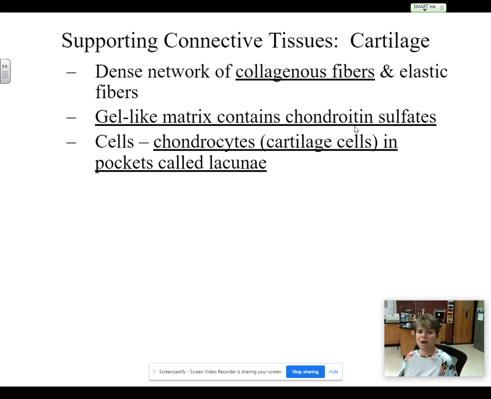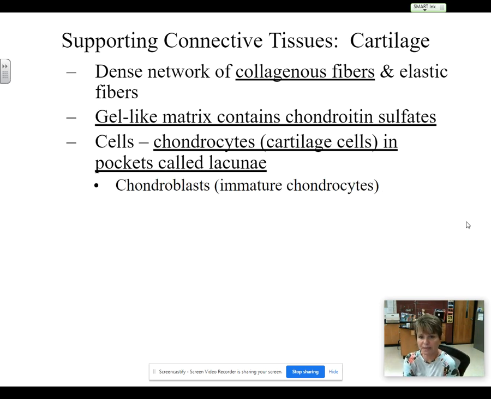We're going to see that bone also has lacuna because, again, just like the cartilage matrix is firm, the bone matrix is also solid and hard. And so you have to have little pockets kind of carved out in that matrix where those cells can live. And those little pockets, those little spaces where the cells live are called lacuna. And we'll be able to see those in the pictures when we look at the pictures.